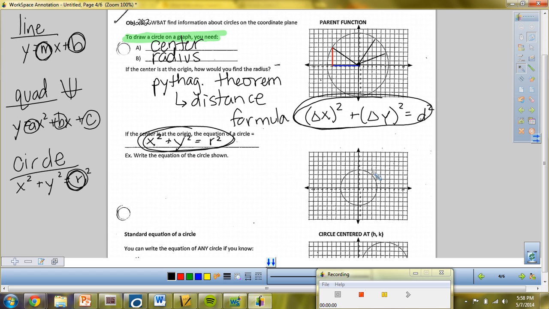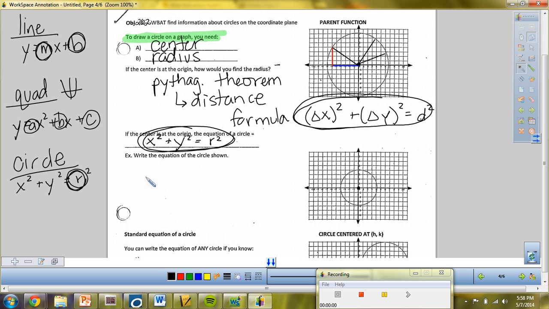So looking at this example right here, I do see that my circle is centered at the origin. Again, we're trying to get this to be perfect at 4, but it's a little off, but it's very close. So I want to write the equation of the circle shown.